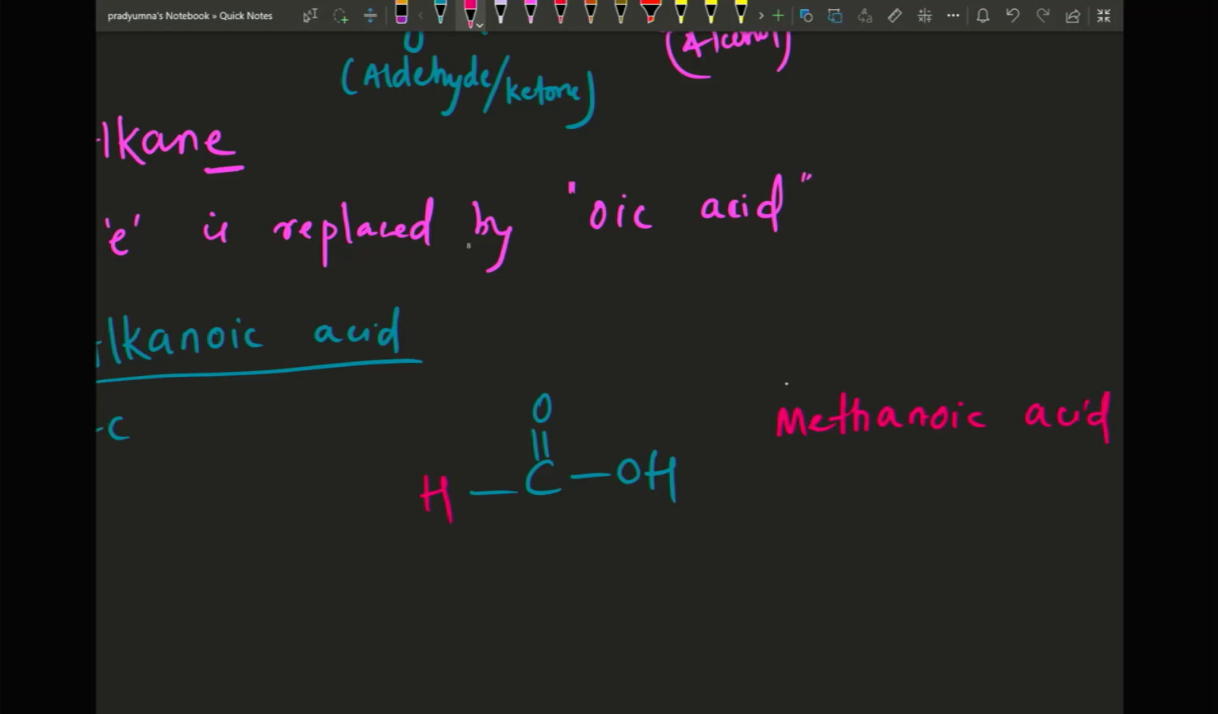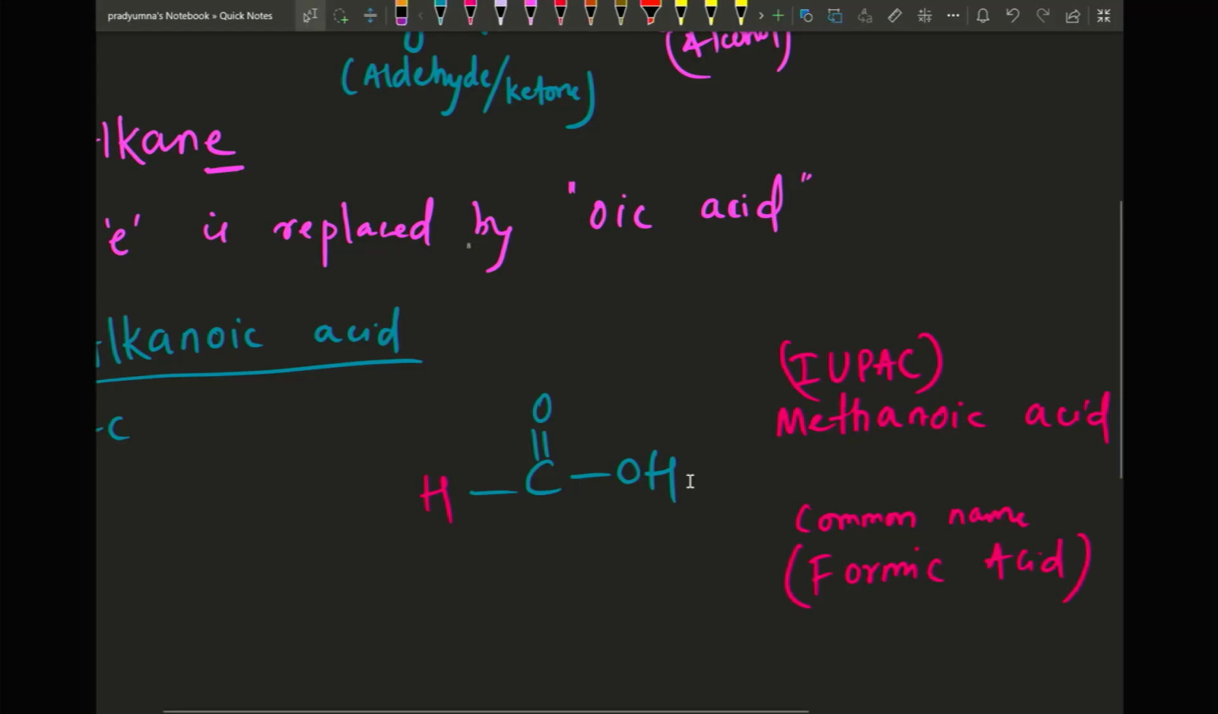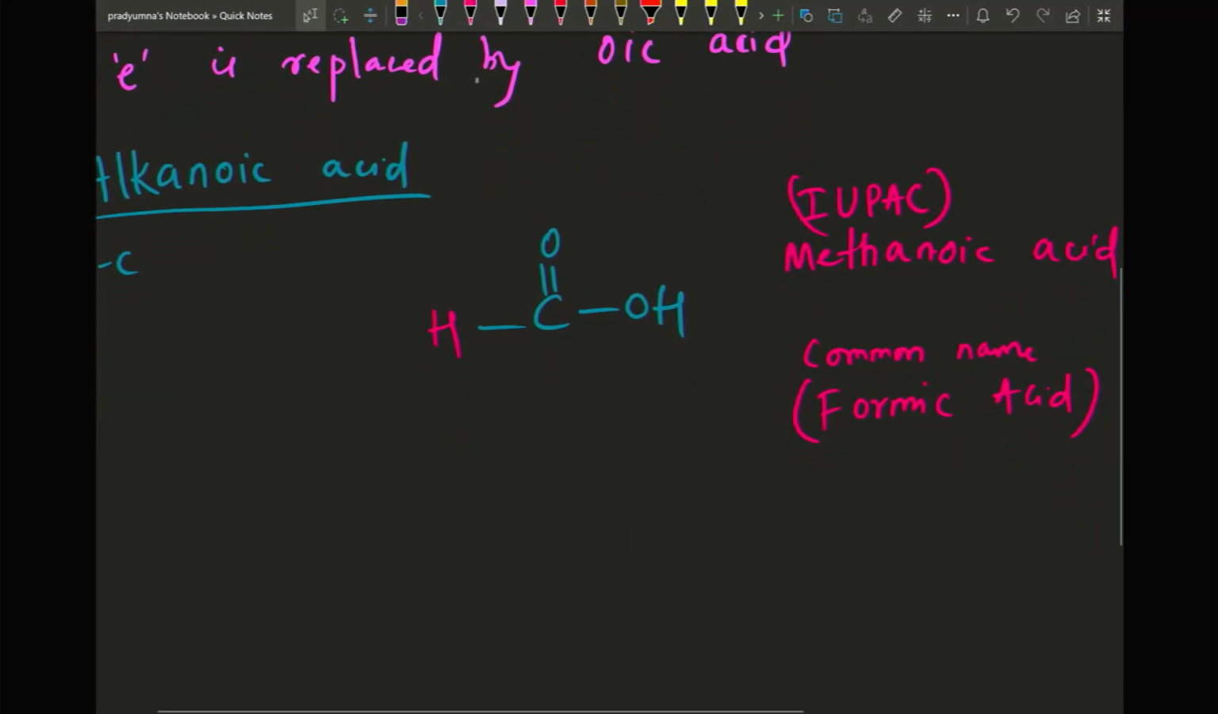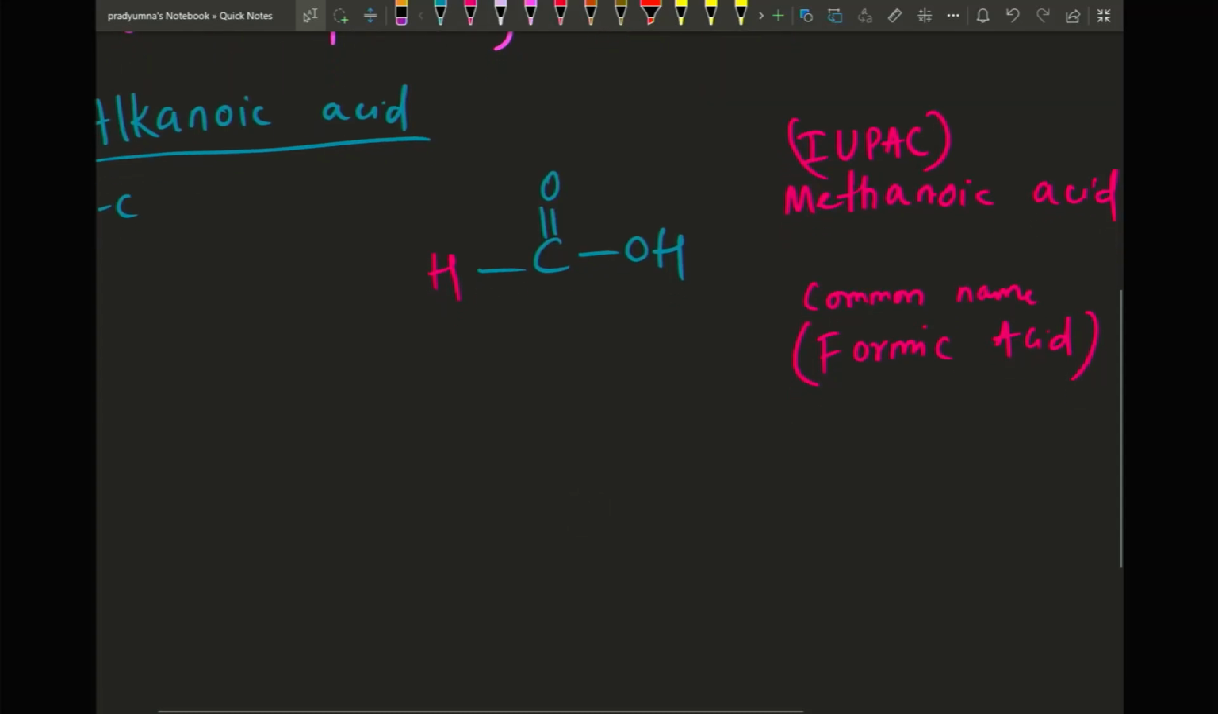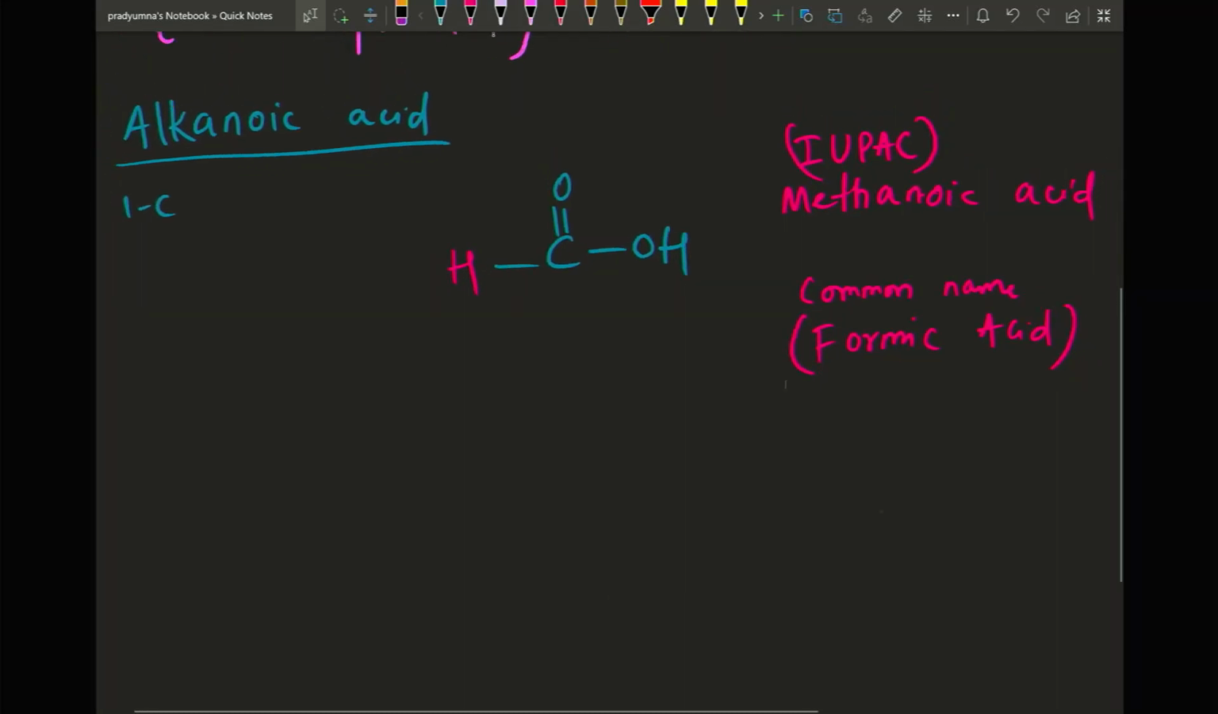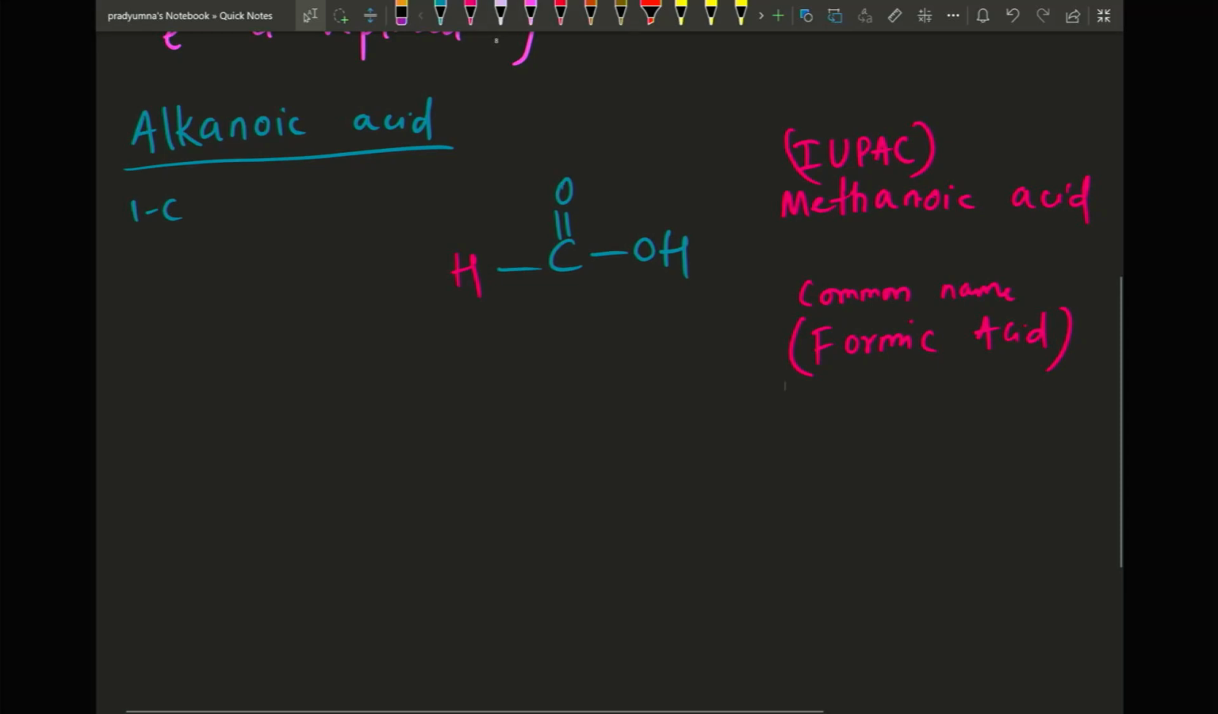This is the IUPAC name, or systematic name. But there is also a common name. You don't need to know all the common names, but it's good if you know a couple of them. The common name for this one is formic acid. So just know two of them. This one is present in ants. That's why when an ant bites, it gets a sting because of this formic acid. It's like a small acid bite that you're getting from a regular ant. Okay, so that's the easy one.